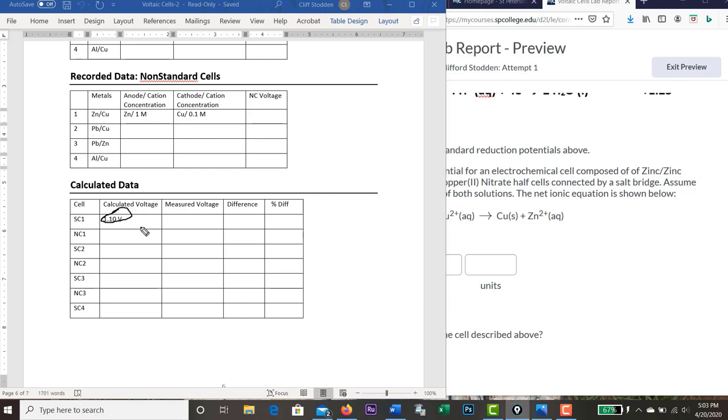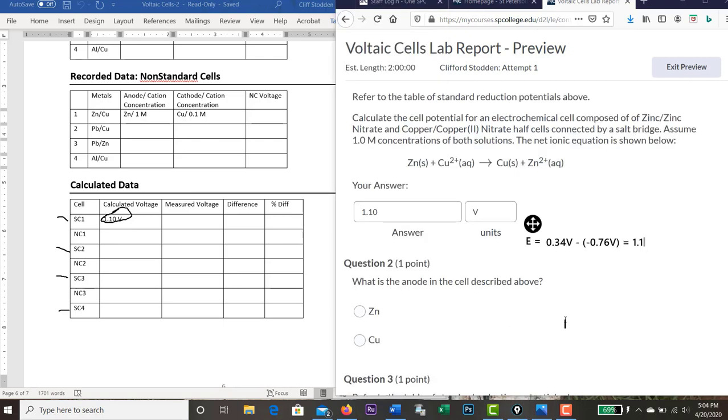Before you start the quiz, you can go ahead and do all the standard ones, because you know that they're just going to be cathode minus anode half potentials. You can do all those before you start the quiz, because you're going to be asked for all those eventually. The non-standard ones you can't do till you start the quiz, because you don't know ahead of time what the concentrations are going to be. They're kind of randomized, like I said. 1.10 volts. Okay, so that's just repeating that calculation I showed you before.